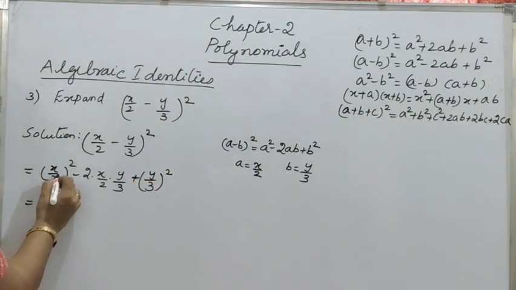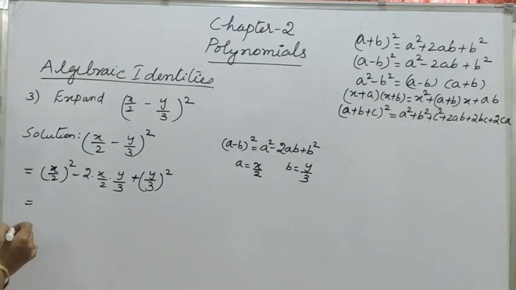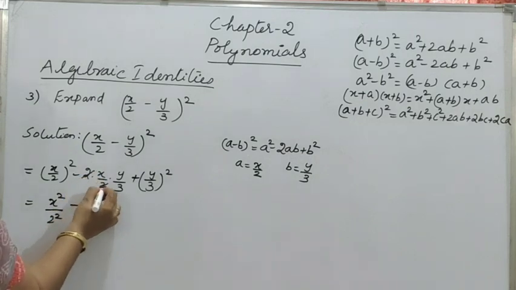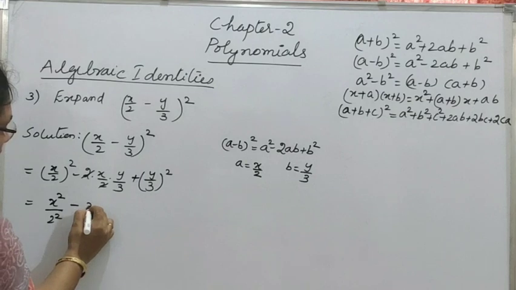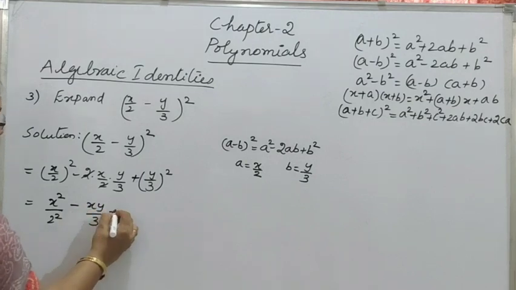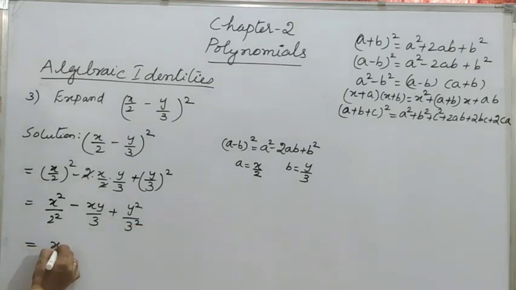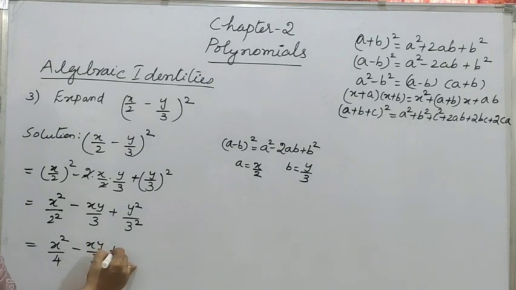Right? So this is equal to, the square is to be distributed to the numerator as well as the denominator by the laws of exponents. So it is x square by 4, that is 2 square. I'll write 2 square only, so nobody gets any confusion. So here 2 square, minus, this 2 and this 2 will get cancelled, so xy divided by 3. Now y square divided by 3 square, right? So it is equal to x square by 4 minus xy by 3 plus y square by 9.